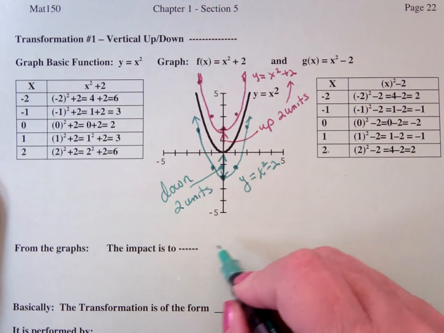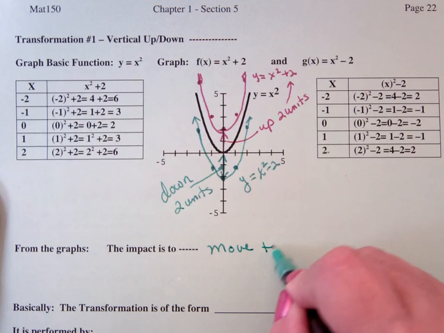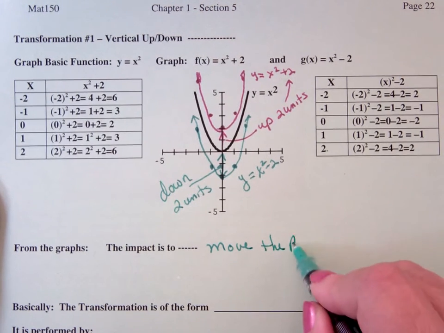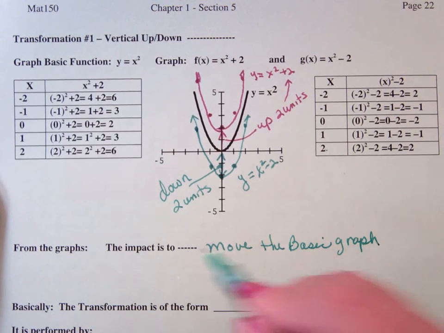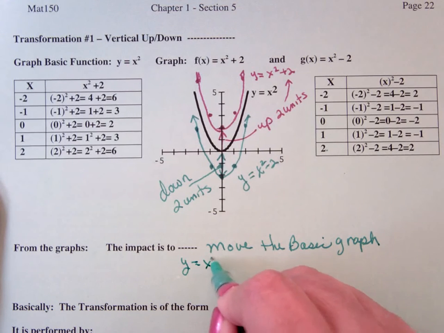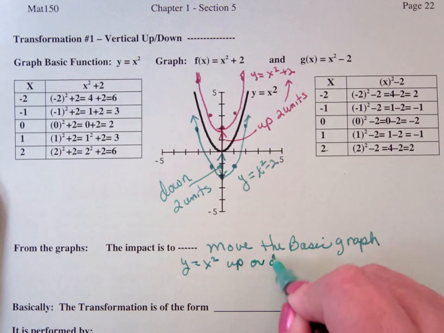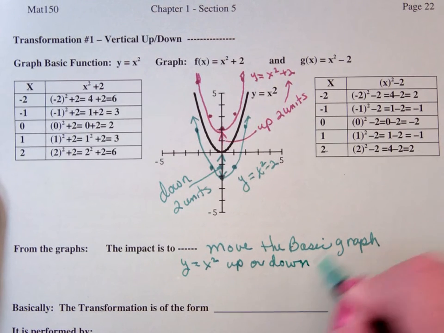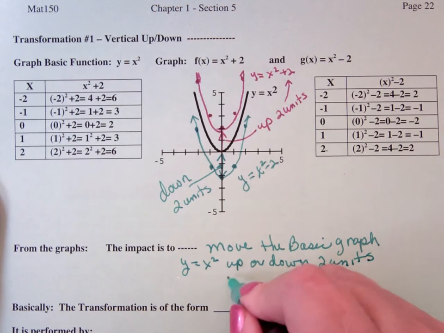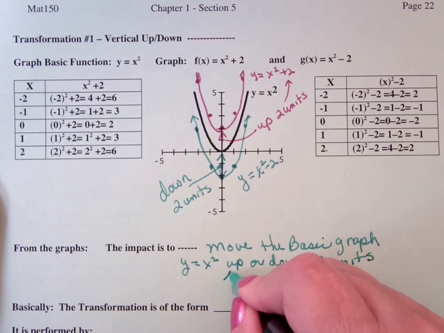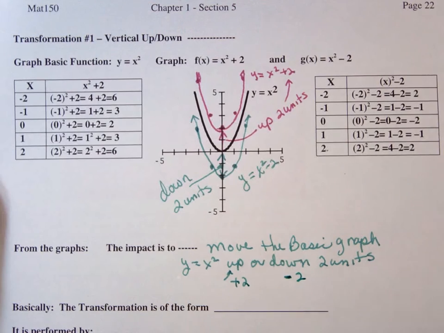So the impact is to move the basic graph, namely in this case y equals x squared, up or down 2 units. Up if I have a plus 2, down if I have a minus 2.